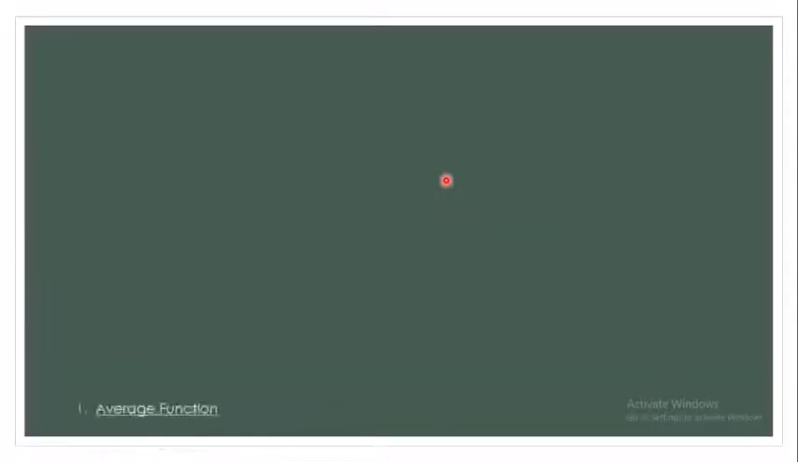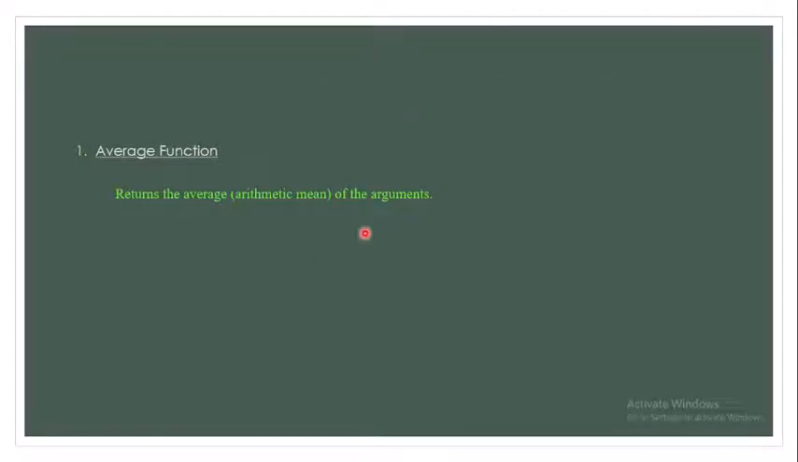Let's see what the arguments are. Oh, what is the syntax, sorry. Now, what is an average? I hope all of you know what an average is. It returns the average, also called the arithmetic mean, of the arguments that are given.